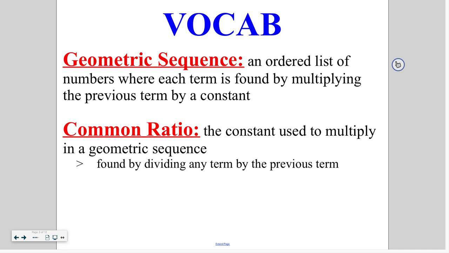A geometric sequence is an ordered list of numbers, where each term can be found by multiplying the previous term by a constant. So what this means is we are using multiplication to get from number to number. The number that you are multiplying by, that constant, is called the common ratio. You can find this by dividing any pair of previous terms. For example, taking the second term and dividing by the first, or taking the fifth and dividing by the fourth. So dividing any two consecutive numbers, the second number divided by the first.